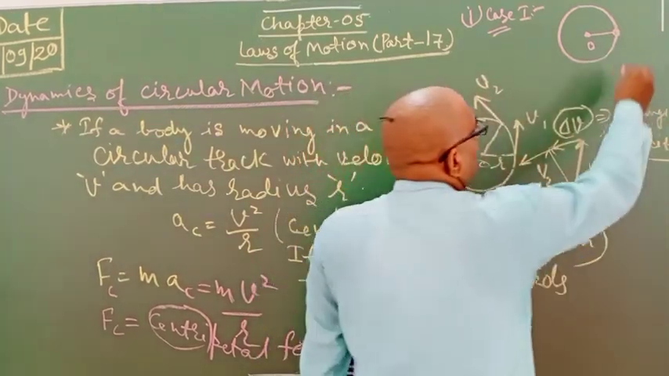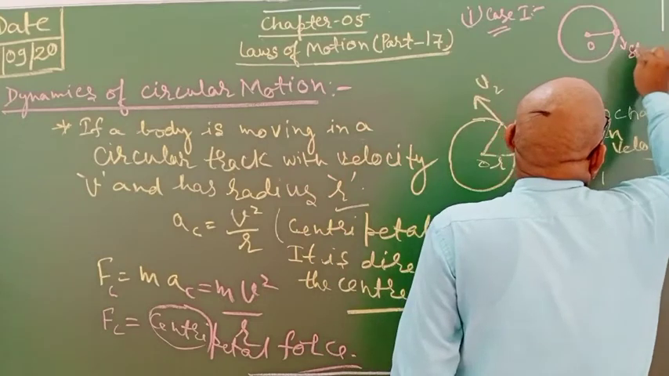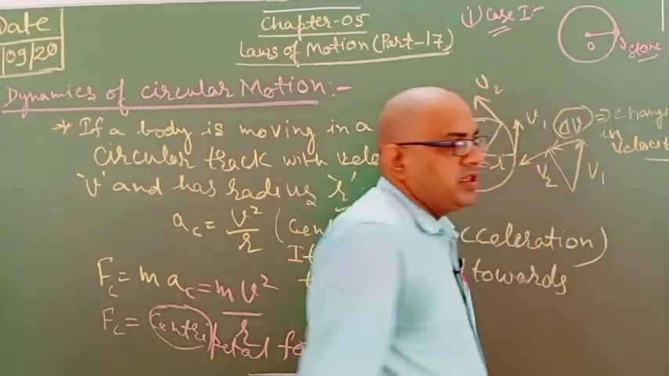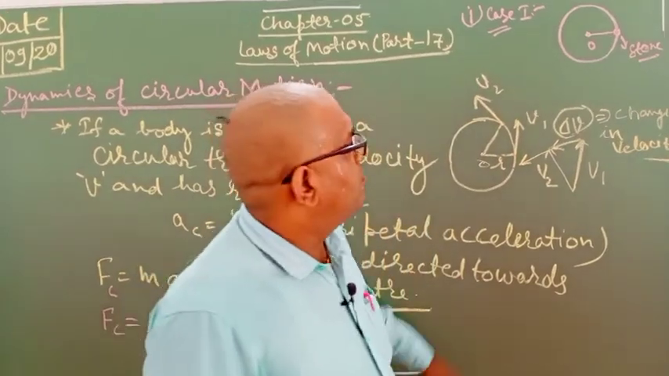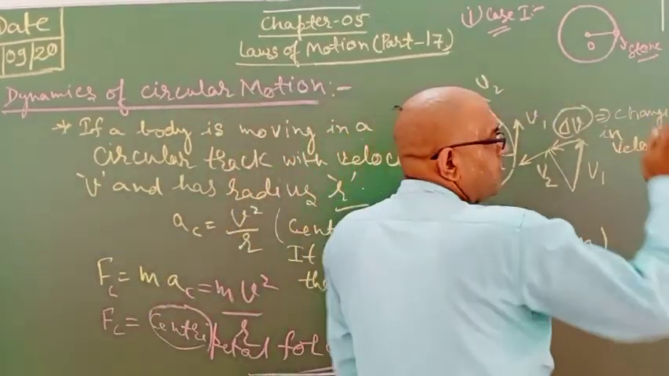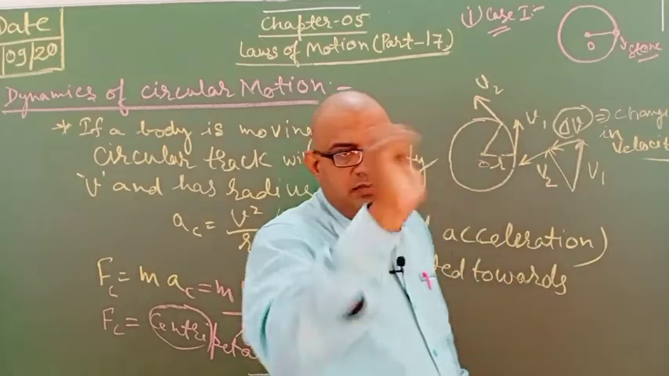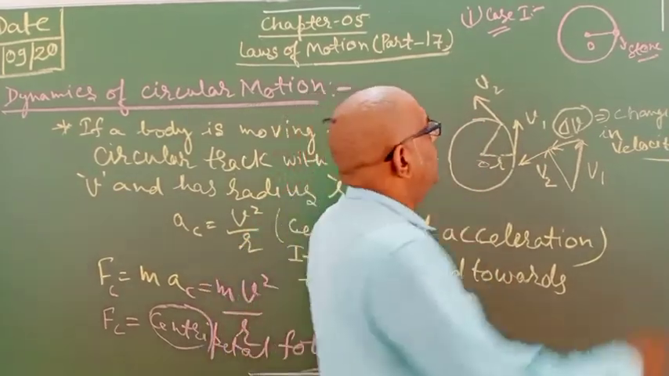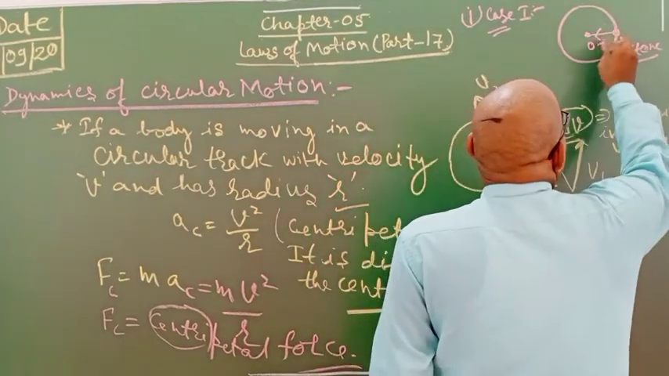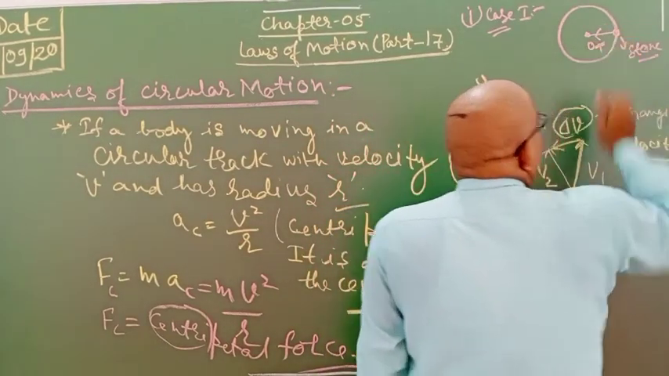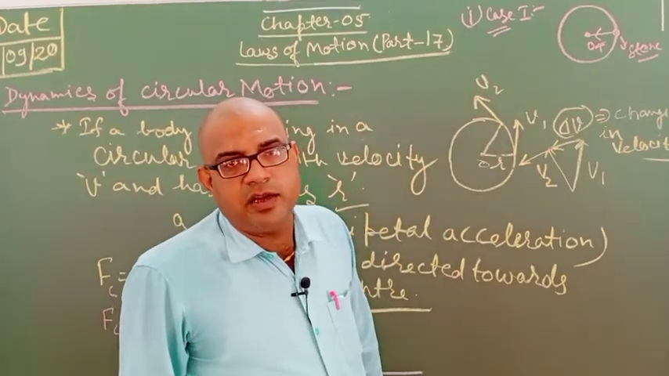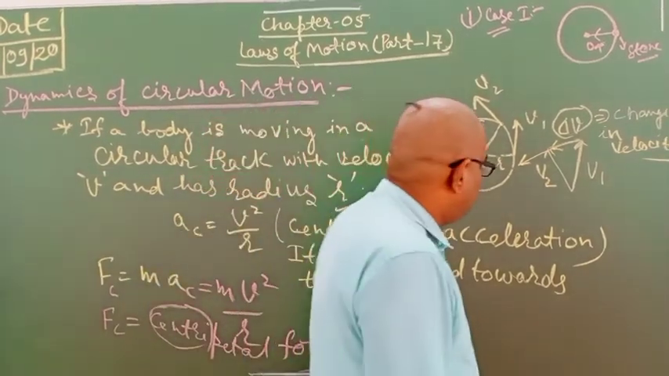This is a stone which is tied with a rope. Now you are moving the stone like this in a circular path. Then the centripetal force in this case is provided by the tension produced in the string.